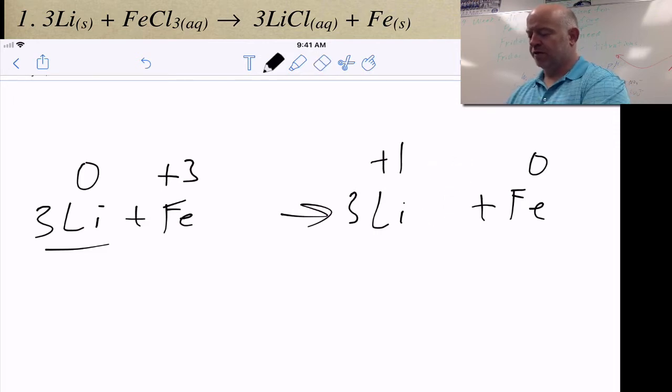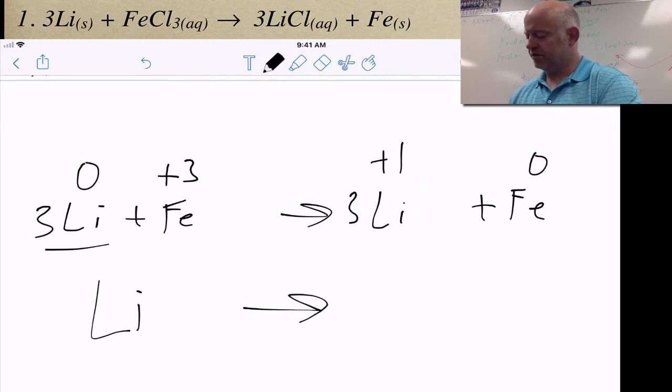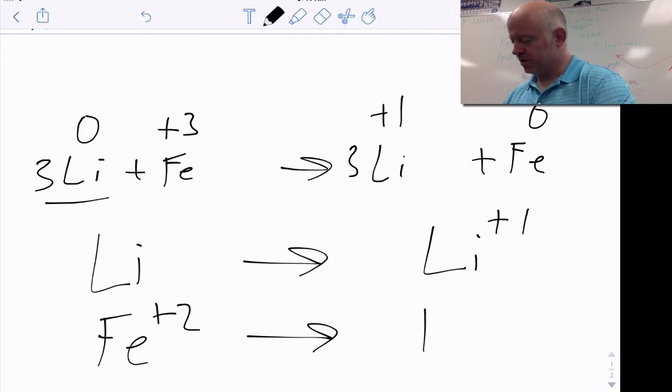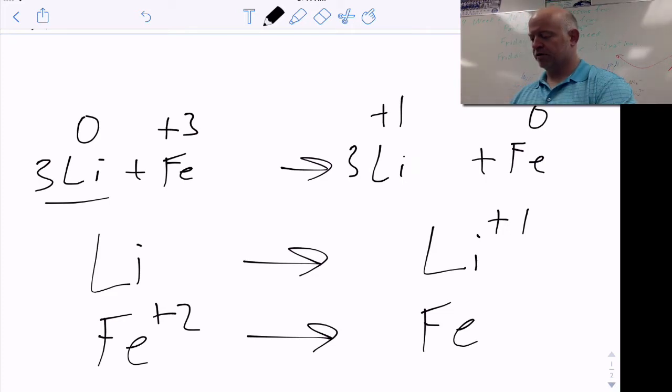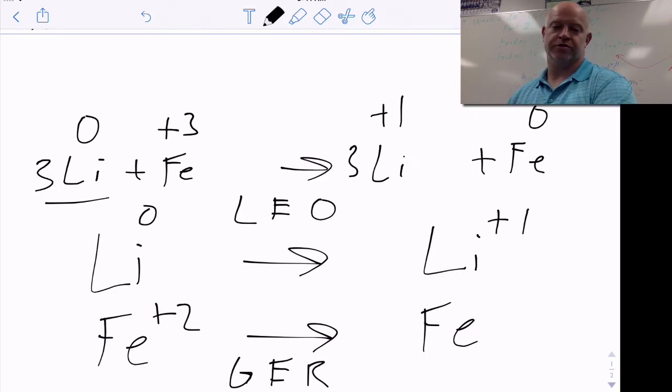So what we end up with is lithium and iron. If we break it down, lithium is becoming lithium ions, and iron is going from its ion form to becoming iron solid. So we go from a 0 to a +1. 0 to +1 means you've given up an electron, and since we lost electrons, we are oxidized here. Iron went from a +3, so it is gaining electrons, so it gets reduced. We see very quickly that the lithium is oxidized and the iron is reduced.